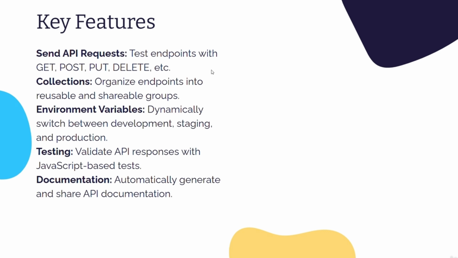Key features: Send API requests. Test endpoints with GET, POST, PUT, DELETE, etc. Organize endpoints into reusable and shareable groups by using collections. We can dynamically switch between development, staging, and production by using environment variables. Testing: validate our API responses with JavaScript-based tests. Documentation: automatically generate and share API documentation.